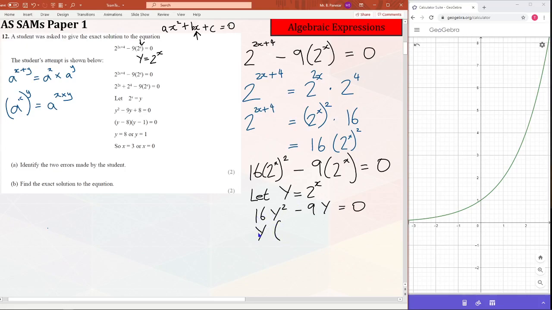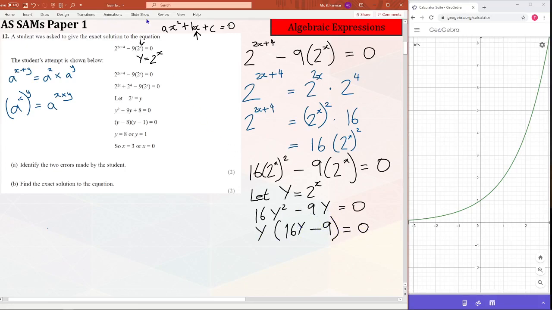So 16y squared divided by y is 16y. I can check if that's correct: y times 16y is indeed 16y squared. And then minus 9y, don't forget the sign in front of the term, minus 9y divided by y is minus 9. I can check that as well: y times minus 9 is minus 9y, that's correct, equal to 0.